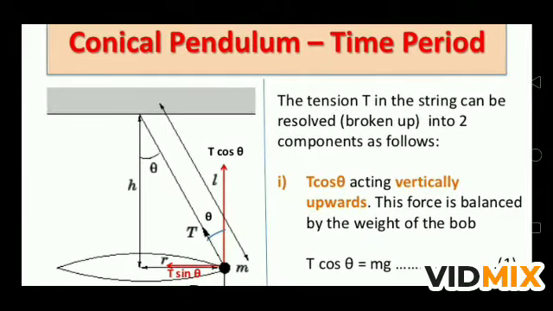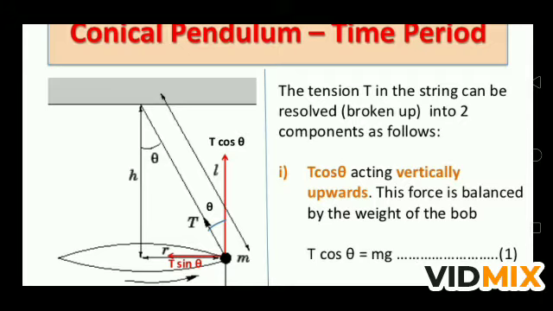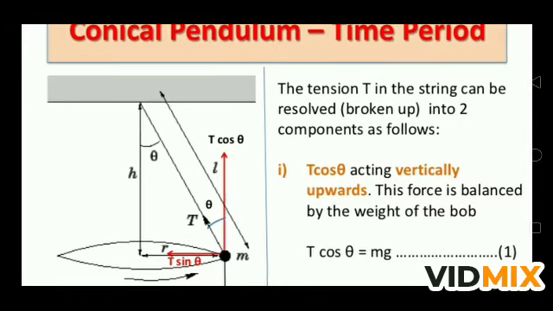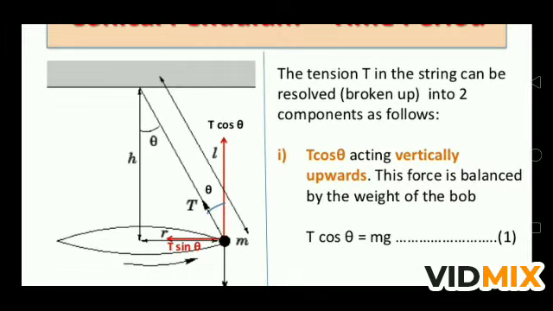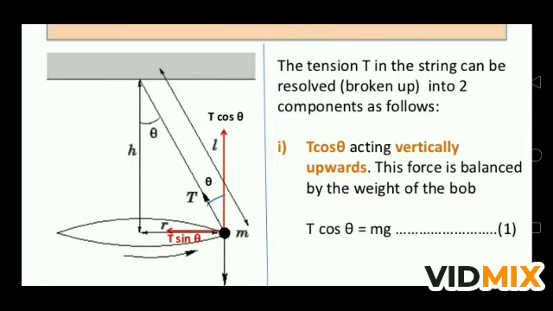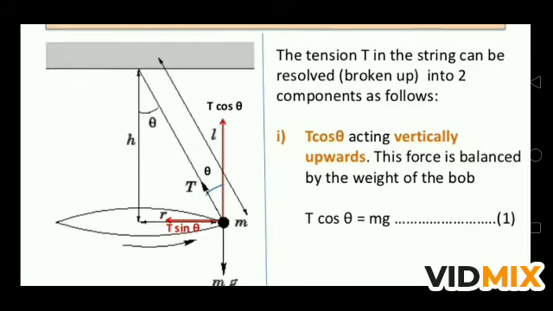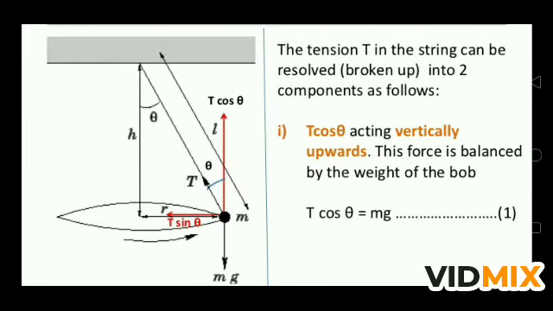The tension T in the string can be resolved into two components, T cos theta vertically upward. This force is balanced by the weight of the bob, that is, in the figure you can see T cos theta balances the weight, or we can say T cos theta is equal to mg. This is the first equation.